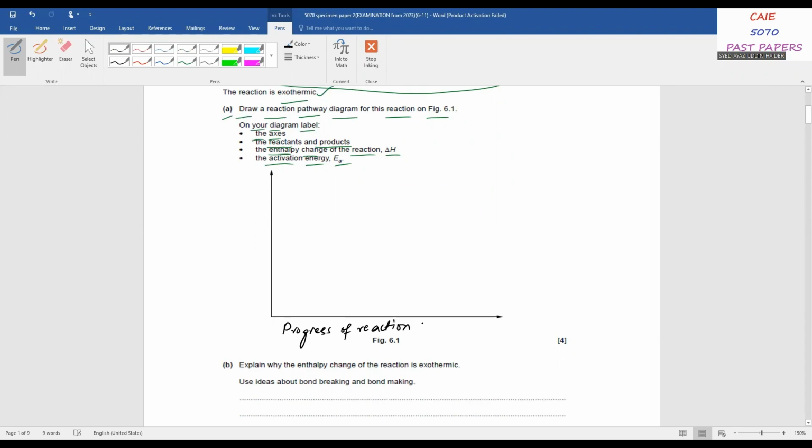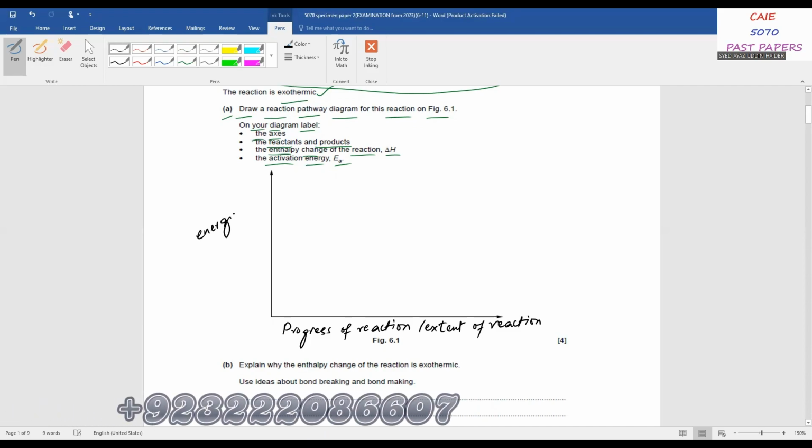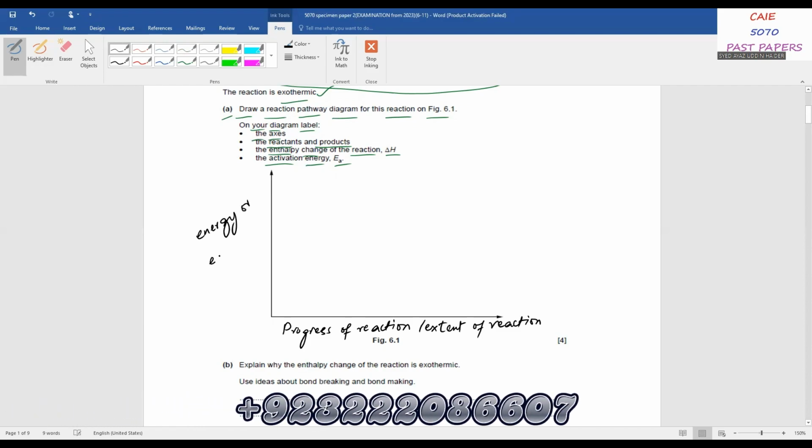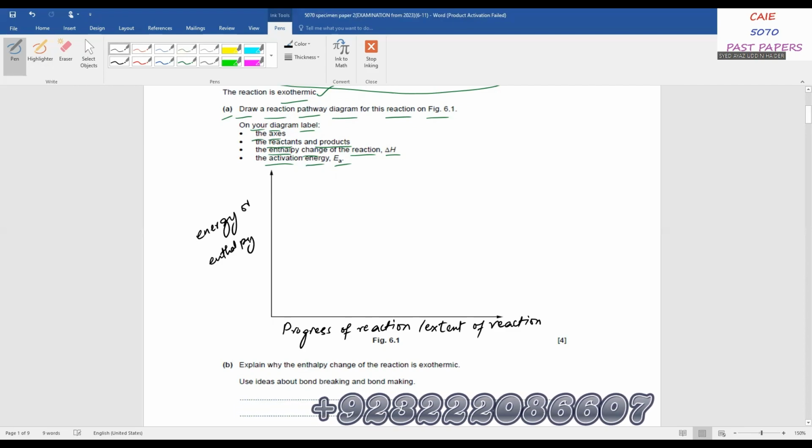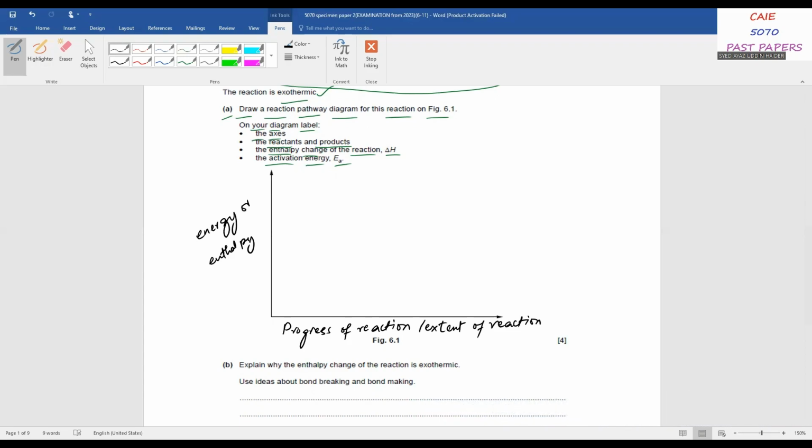Or you can write extent of reaction. You can even write reaction coordinate. On the y-axis, we know that it is energy or enthalpy. That's it. Both x and y-axis are labeled. Now, I'm drawing the reaction pathway.